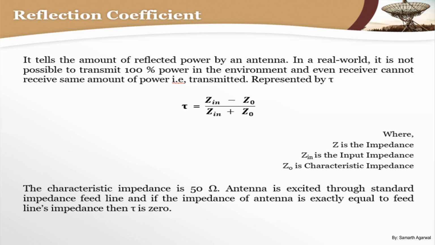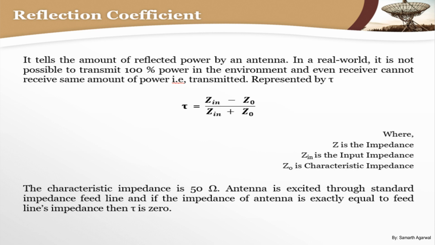So reflection coefficient tells how much the power is reflected from the antenna. As we all know, 100% power cannot be transmitted, and the same applies to the receiver side as well: whatever amount is transmitted by the antenna, suppose 80%, that 80% power cannot be received or detected by the receiver, because eventually there will be losses. While transmitting in the air or through the medium, it will face some losses, due to which efficiency will decrease.